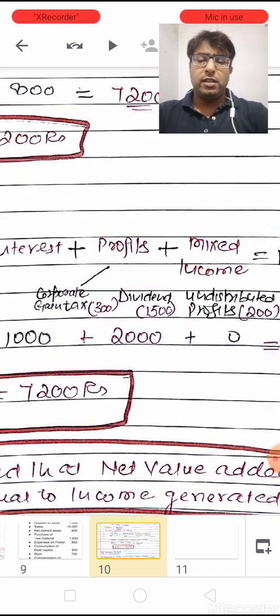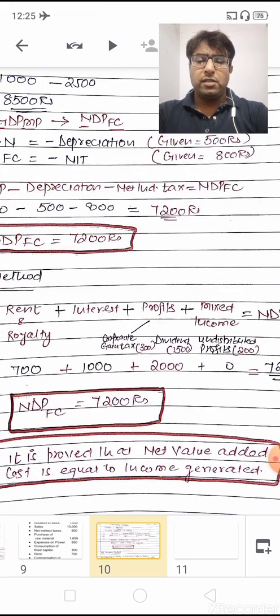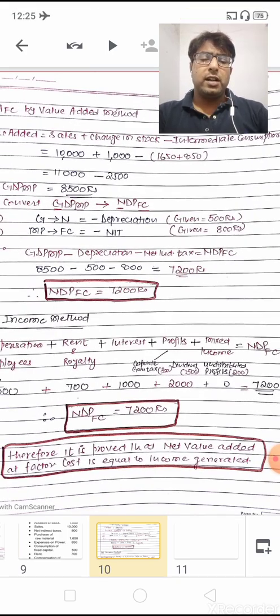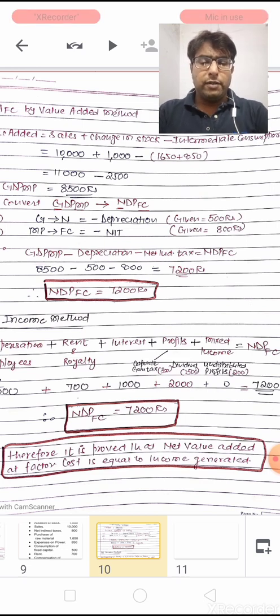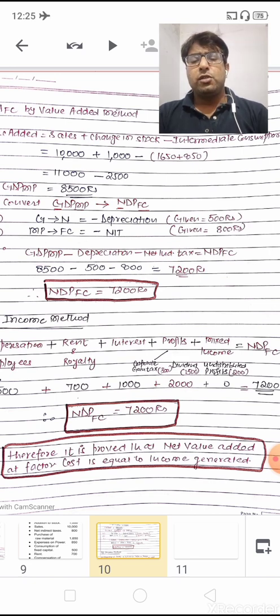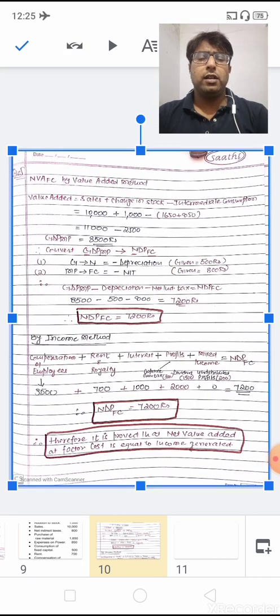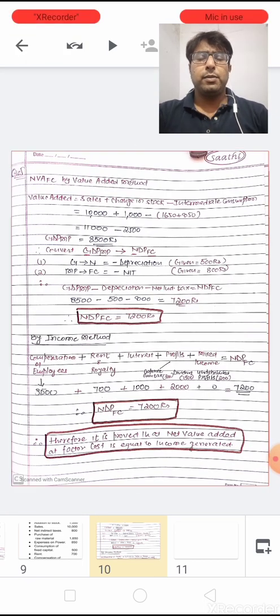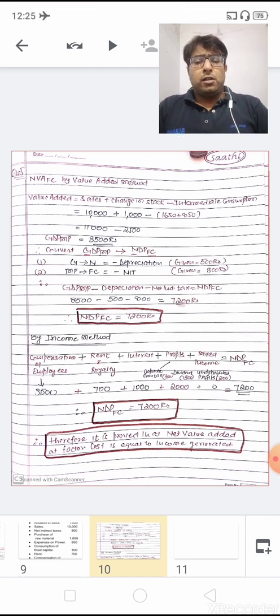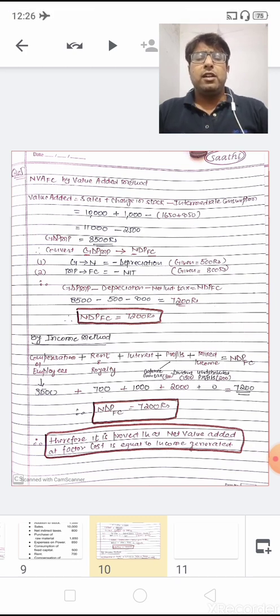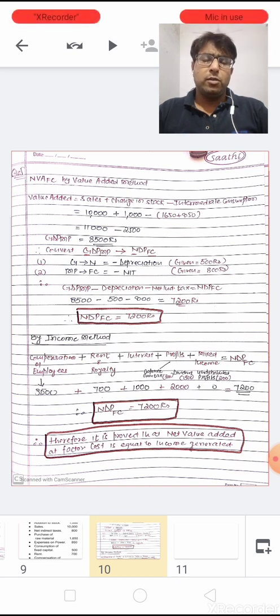7,200. So with this income method, NDP-FC becomes 7,200. Therefore children, it is proved that net value added at factor cost is equal to the income generated. So children, all these are the various ways of solving the numericals. I hope with this explanation you have better understood how we can convert one aggregate into another aggregate and how we can easily find out the national income or domestic income.